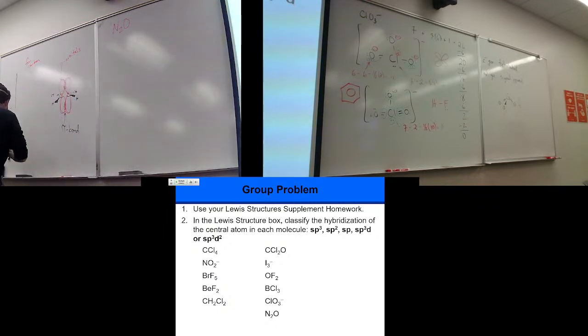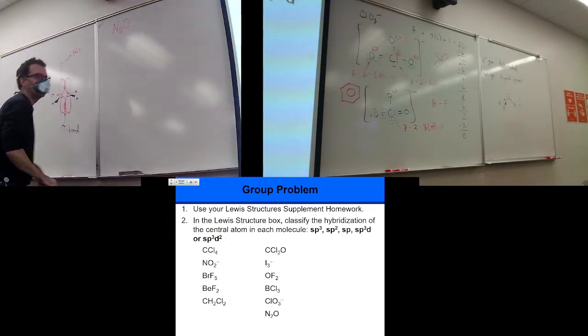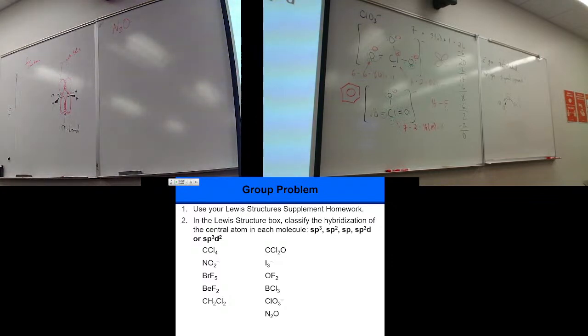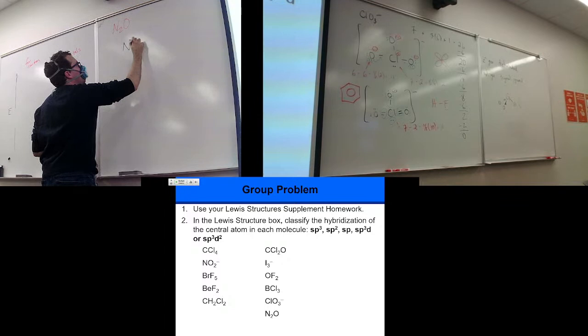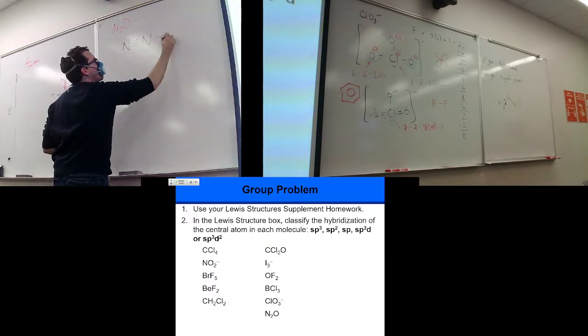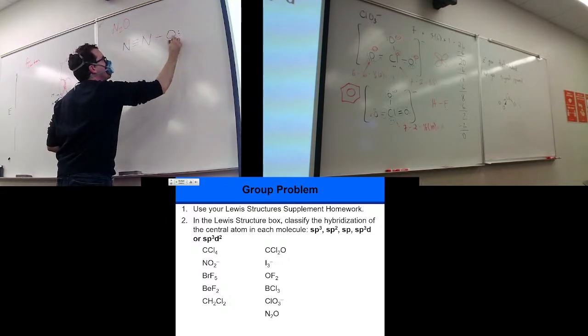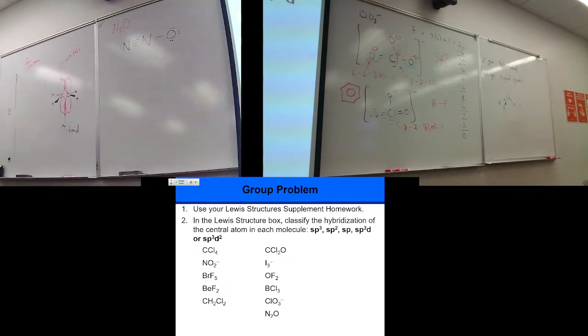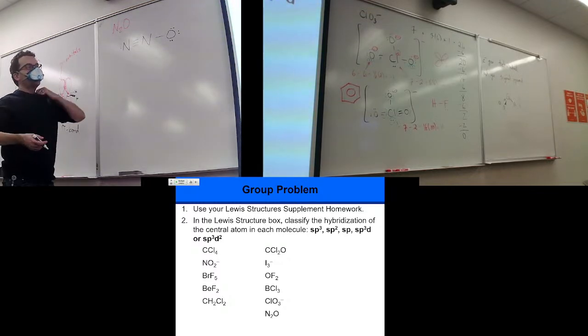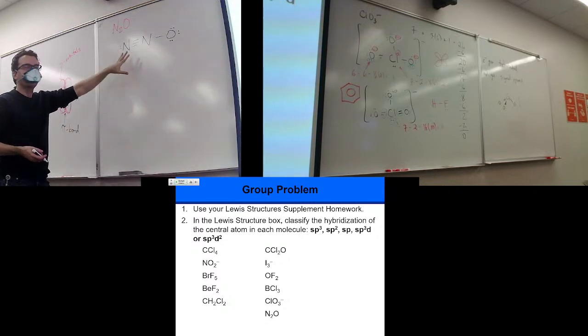Hold on. I'm not going to go through the whole setup. The proper Lewis structure is this. So that's what the Lewis structure is. If you do it correctly, you do the correct formal charges. There are other Lewis structures, but this is the correct one, because this is the one where the formal charges make sense.